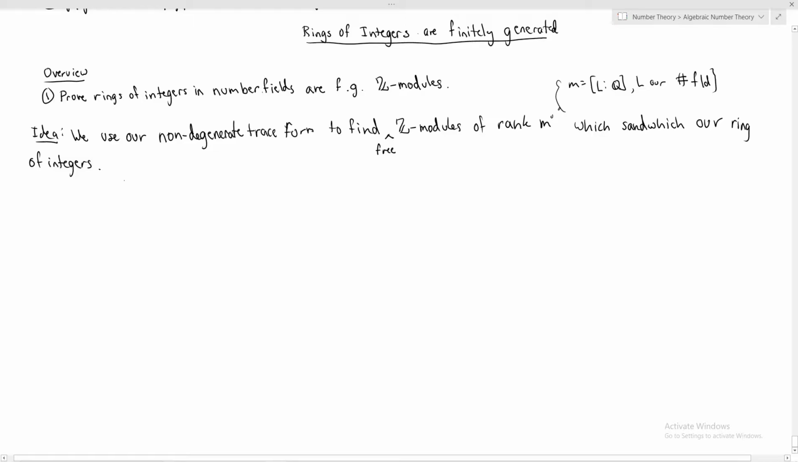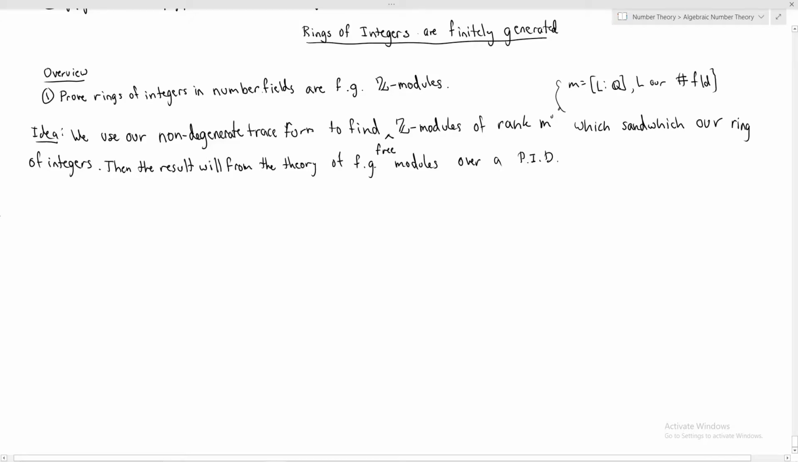And then from here, the result will follow basically from general facts about finitely generated modules over a principal ideal domain. Then the result will follow from the theory of finitely generated modules over a PID. Okay.